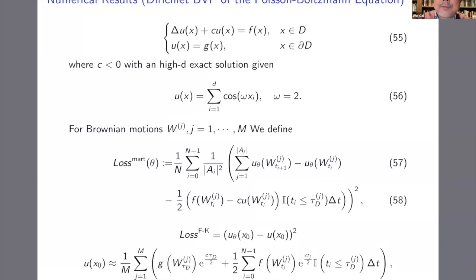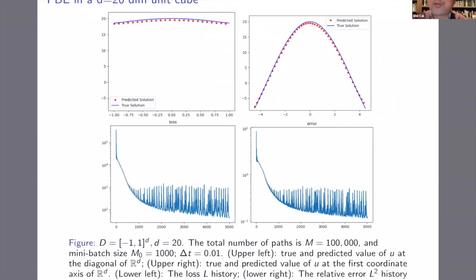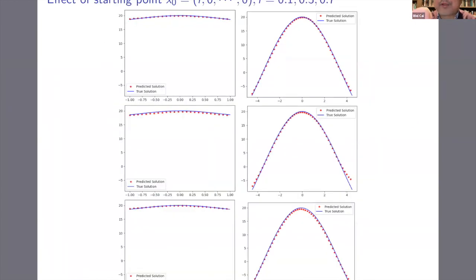This is the 20 dimension case. You get the solution along one of the coordinates. This is the whole domain, and this is along the diagonal. This also shows that if you start at three different starting points, you get the same solution. We also compared this.